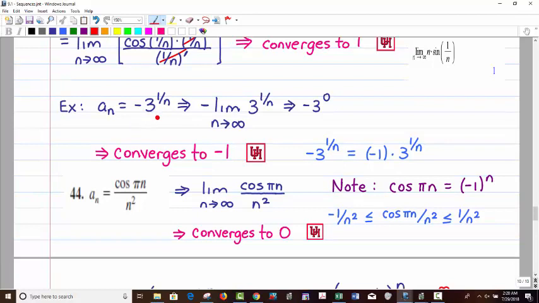This one is not L'Hopital's rule, but the interesting thing about this problem is don't put the negative 3 in parentheses. Yeah, only if it was in parentheses. The negative 3 is outside of this. When you put infinity in here, 1 over infinity is 0. 3 to the 0 is 1, but the negative's still there. So it's actually converging to negative 1.